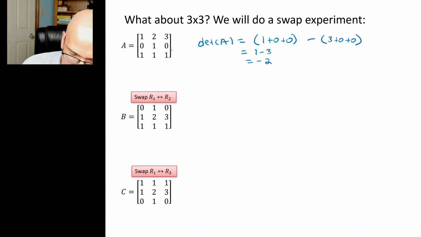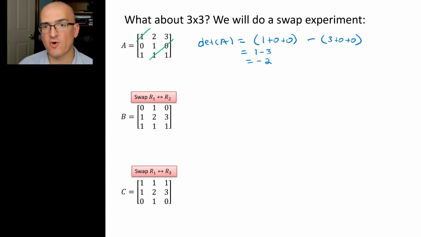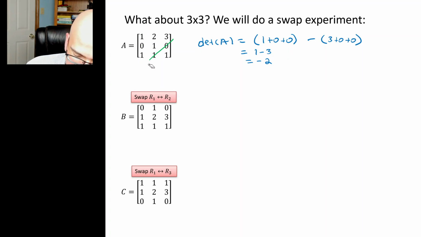And my up products, I'm going to have this up product, 1 times 1 times 3. I'm going to have this one, 0 times 2 times 1. And I'm going to have 1 times 0 times 1. And have those as my up products. So that's imagining what would happen if I made a copy side by side.